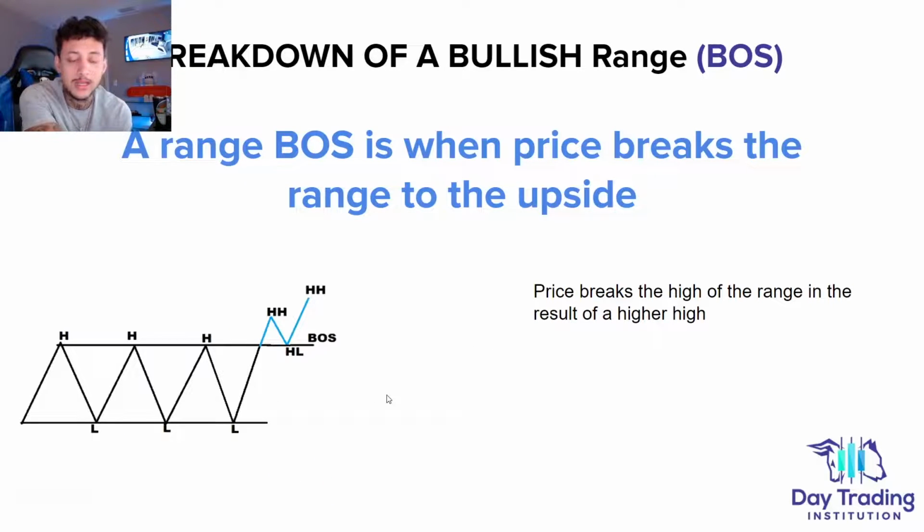Now, the same thing for the bullish side of things, right? In a range, we know that price makes highs and lows. Here we have a high, low, high, low, high, low. And then here we have a higher high. Again, this is going to be considered a higher high because it is higher than the previous high. Once price made a higher high, that is going to be considered the break of structure. Then you can see after that price made a higher low and then a higher high. And all that simply means is that price broke above the high of the range in result of a higher high.